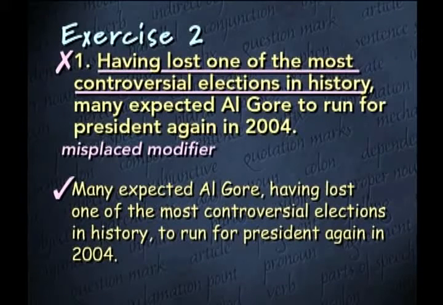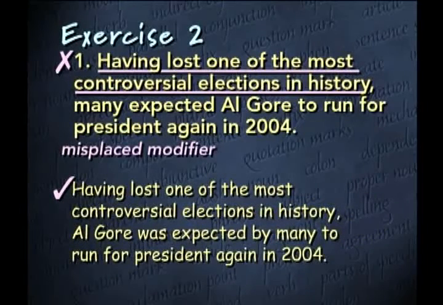The only problem with it is that it's a little awkward to have such a long modifying phrase interrupting the sentence that way. So you might want to consider a different way of rewriting the sentence. You might, for example, want to rewrite the sentence so that the modifying phrase remains at the beginning of the sentence, but that Al Gore then follows immediately afterward, in which case the sentence might read something like this.